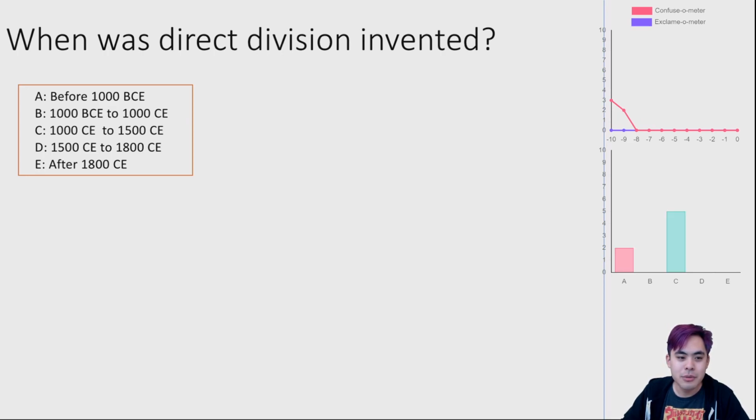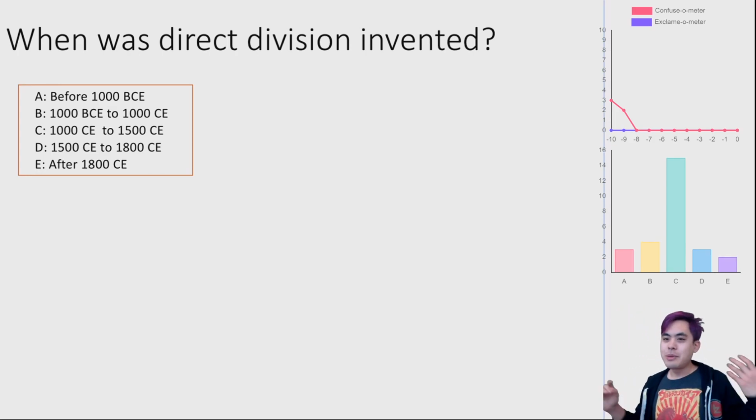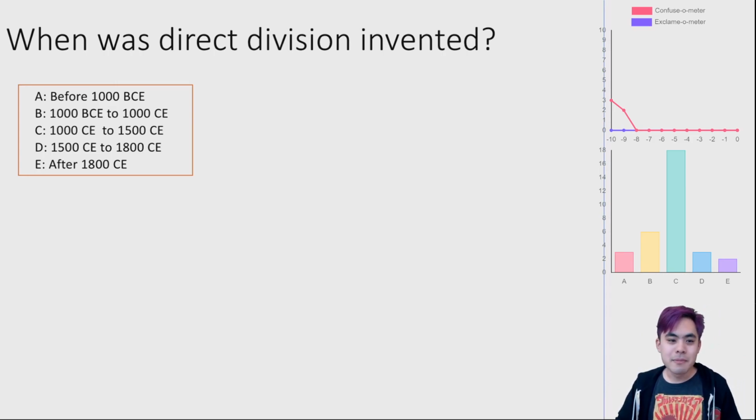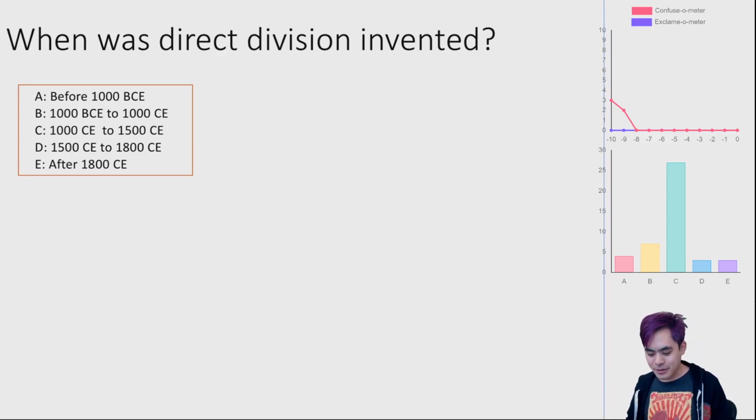Okay, so we have a pretty good mix of different answers. I already sort of hinted that the ancient Babylonians didn't really invent direct division, so maybe it was somewhat later than that. But the question is how much later? It looks like a lot of people are guessing between 1000 and 1500 CE, which actually isn't a terrible guess. In fact, people were reinventing this a number of times, but in this case, that is not quite right.